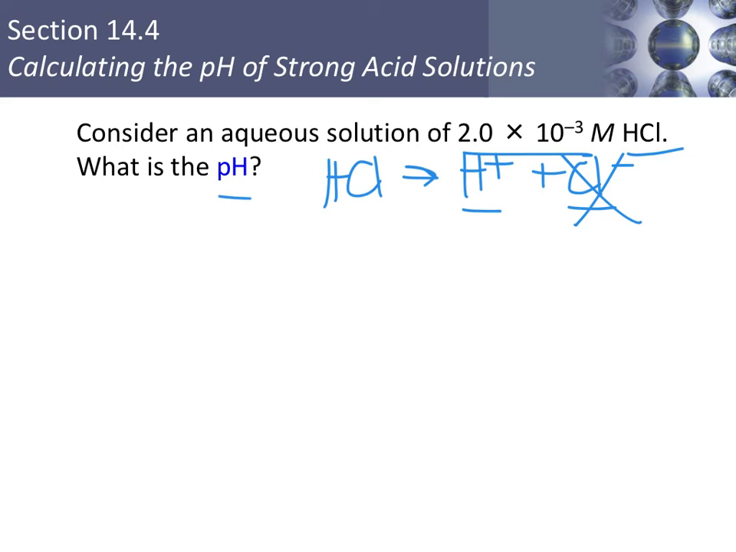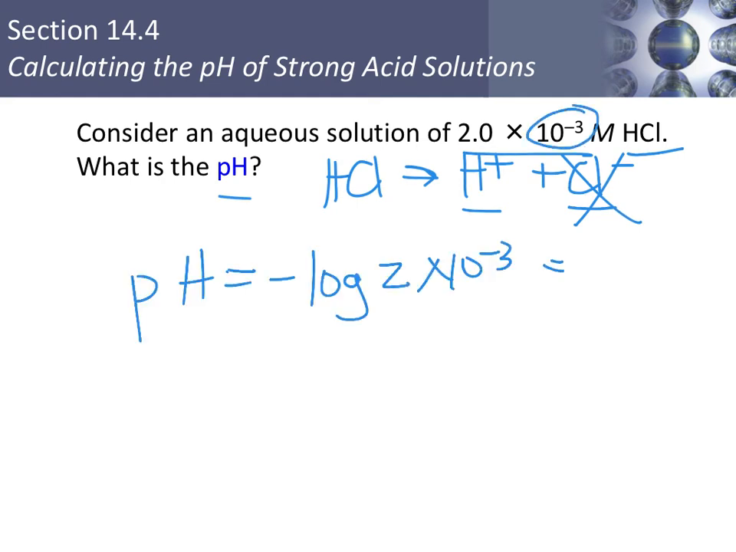There would be a little bit of hydrogen ion or hydronium ion from the water, 1 times 10 to the negative 7th molar, but this concentration here is much higher, so this is what we'll focus on. So we'll do pH is equal to the negative log of 2 times 10 to the negative 3rd molar. And the pH is 2.70. So again, 2 decimal places to match the 2 sig figs that we had in the concentration.